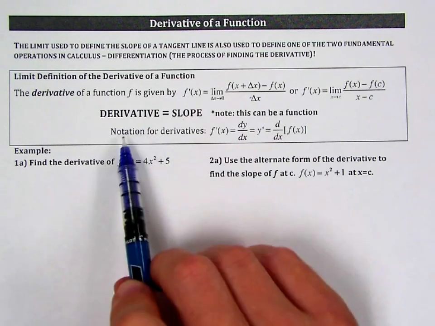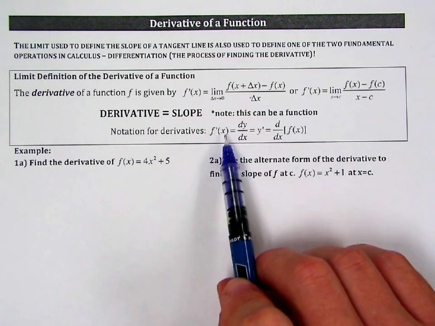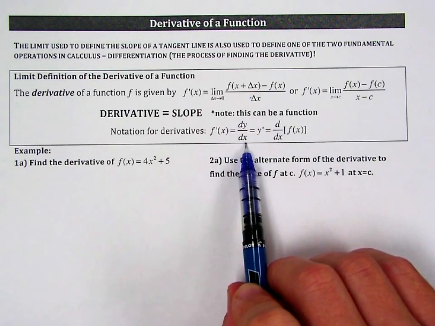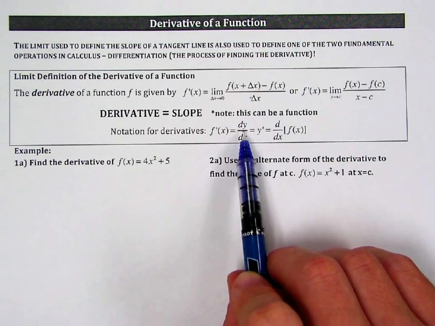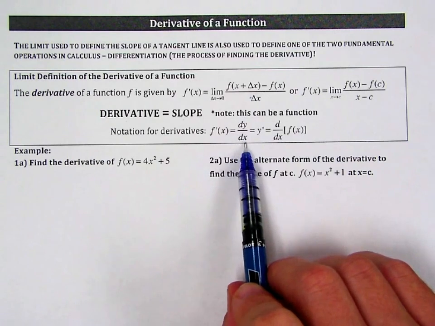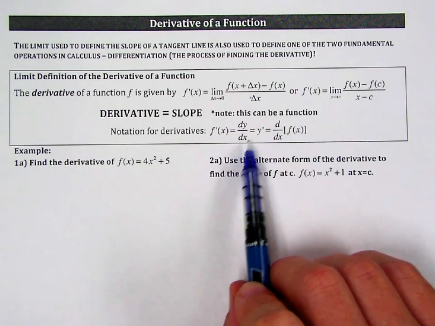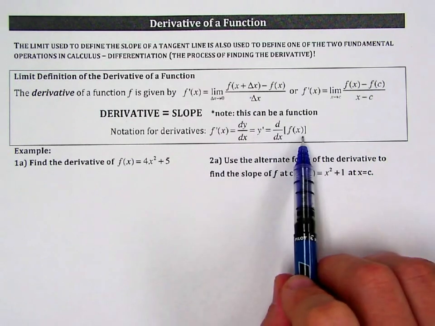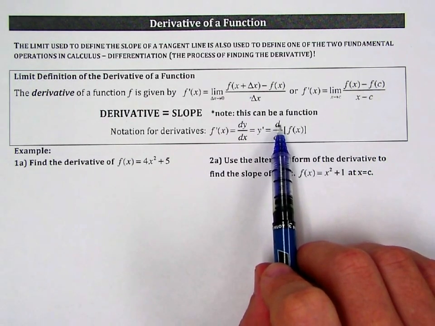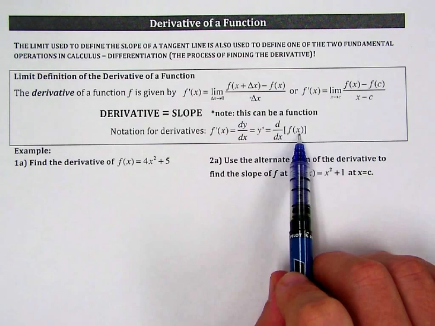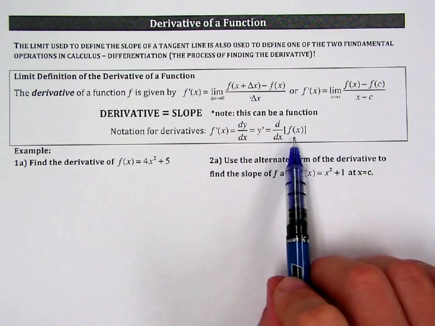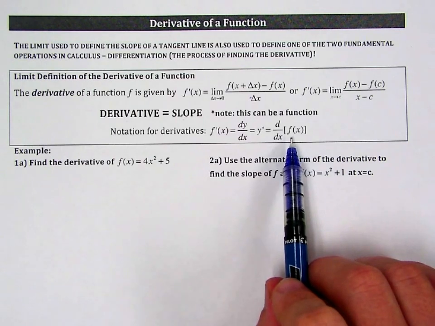Now some other notations for the derivative. We have f prime of x. We have dy over dx, which is the derivative of y with respect to x. We can also write y prime, or we can notate it this way: the derivative of f of x with respect to x. So those are four different ways that you're going to see the derivative written.